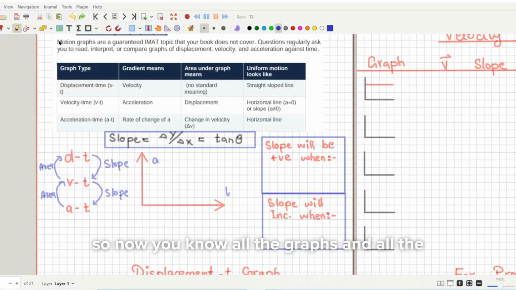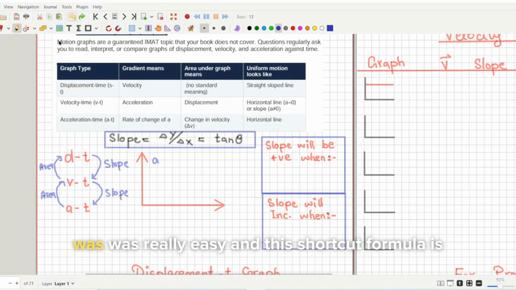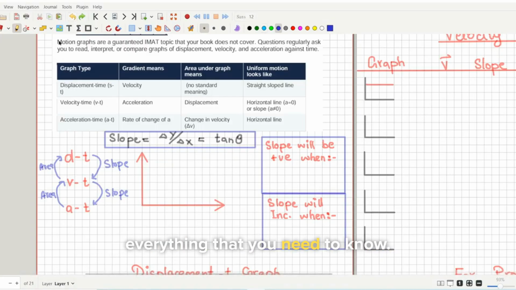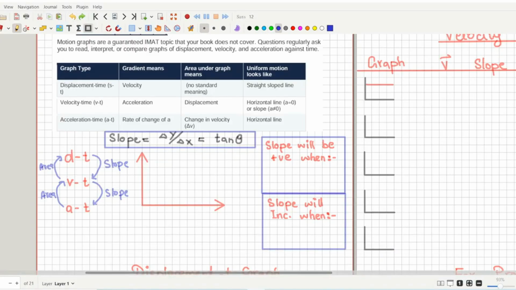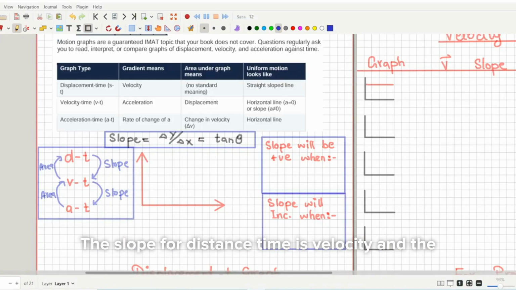So now you know all the graphs and all the things that you need to know about graphs. It was really easy, and this shortcut formula is everything that you need to know. Let me write it down for you. This is the shortcut formula, memorize it. The slope for distance time is velocity, and the slope for velocity time is acceleration. The area under acceleration time is velocity, and the area under velocity time is displacement.